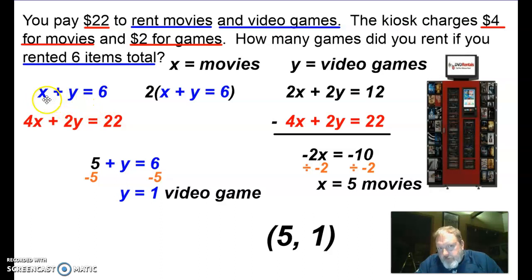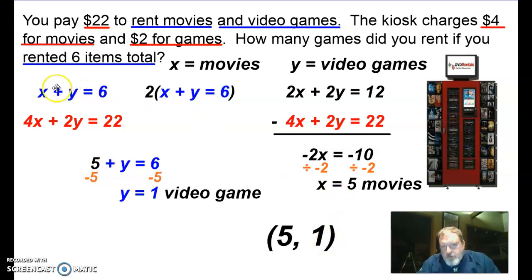Again, you could use substitution, but I'm going to multiply the top one by 2. So that gives me this result here. And now the y values are the same in the two equations, so I'm going to subtract again. Negative 2x equals negative 10. We divide, and we get 5 movies. And if we have 6 total, and we got 5 movies, then we have to have 1 video game.